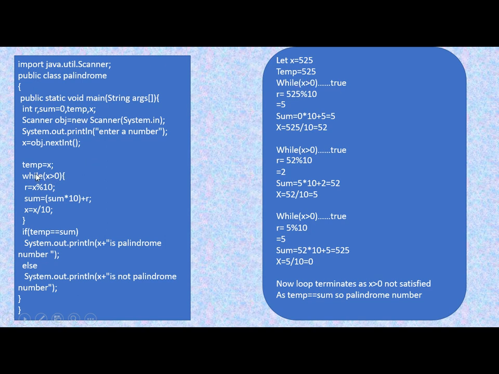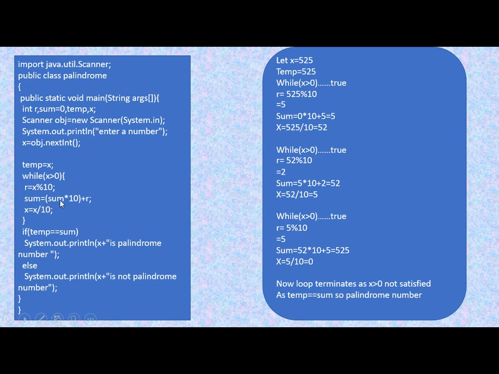Now the first condition which is tested is while x is greater than 0. This is true, so whatever statements are inside the while loop will be executed. The first thing is r equals x mod 10. We know from the previous program that the modulus operator returns the remainder. So r equals 525 mod 10, which gives 5. When you divide 525 by 10, the remainder is 5.